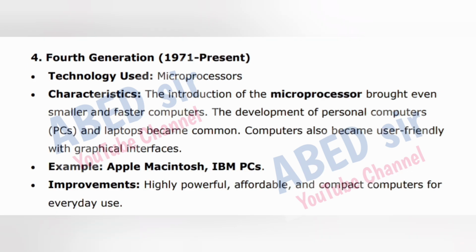4. Fourth generation, 1971 to present. Technology used: microprocessors. Characteristics: the introduction of the microprocessor brought even smaller and faster computers. The development of personal computers, PCs, and laptops became common. Computers also became user-friendly with graphical interfaces. Example: Apple Macintosh, IBM PCs. Improvements: highly powerful, affordable, and compact computers for everyday use.